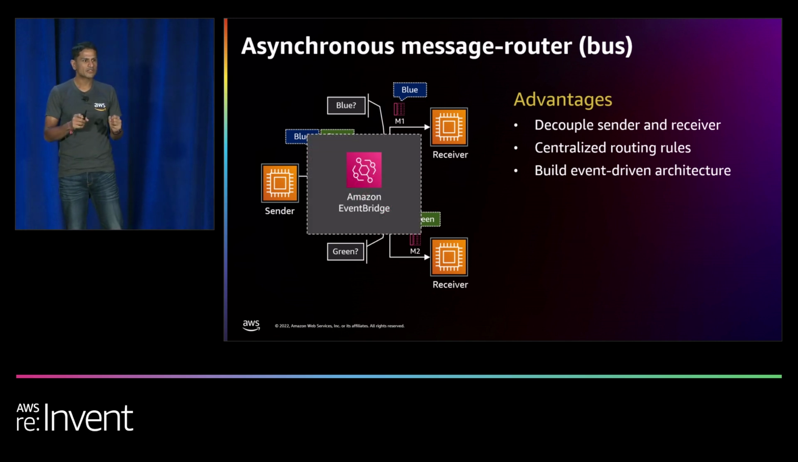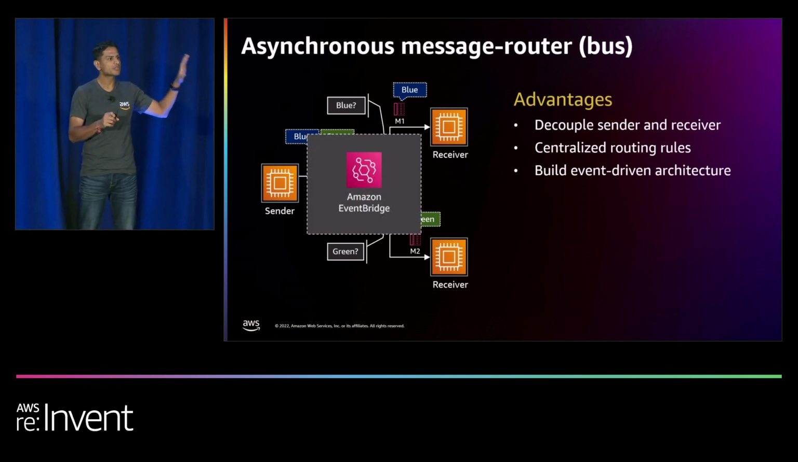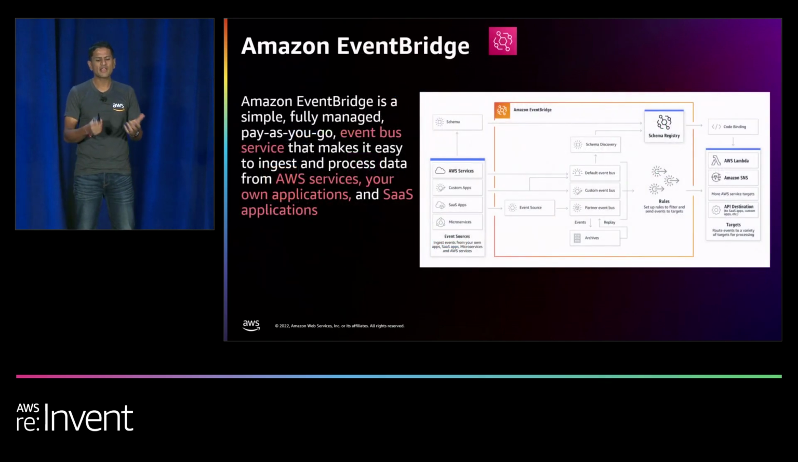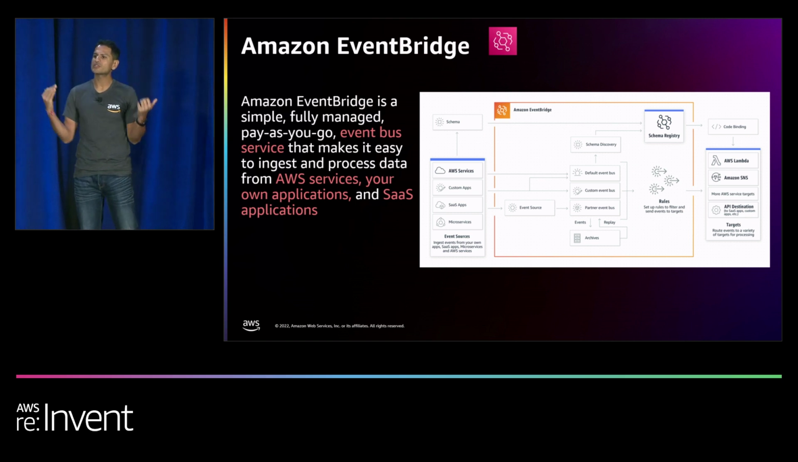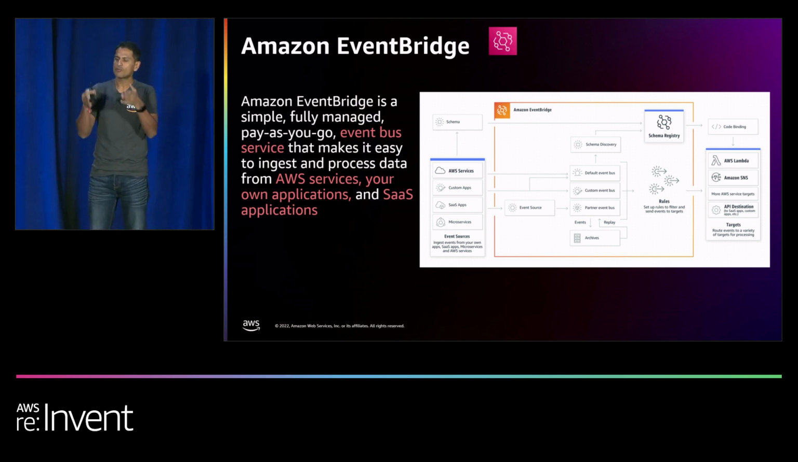At AWS, you can take advantage of the Amazon EventBridge service to implement this pattern. EventBridge is a serverless event bus service. There is no infrastructure to provision, and it scales automatically and infinitely. Now, one of the key aspects of EventBridge is to ingest data from AWS services. In fact, more than 200 AWS services already have pre-baked integration with EventBridge.